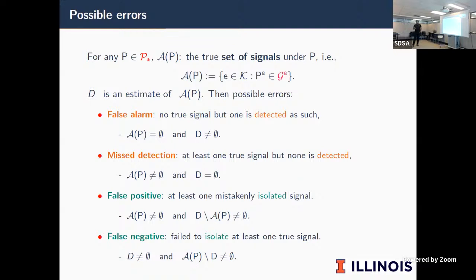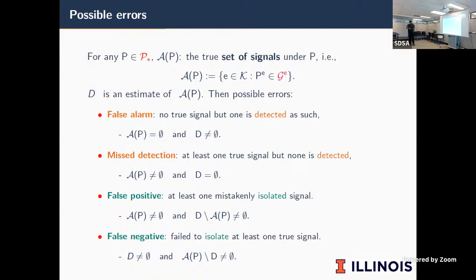Misdetection is just the opposite. You have some signal, but you could not detect one. That is also an error. False positive is when you have at least one mistakenly isolated signal. That means D minus A_P is not equal to the empty set. And false negative is just the opposite, when you have failed to isolate at least one true signal. That means A_P minus D is not equal to the empty set.